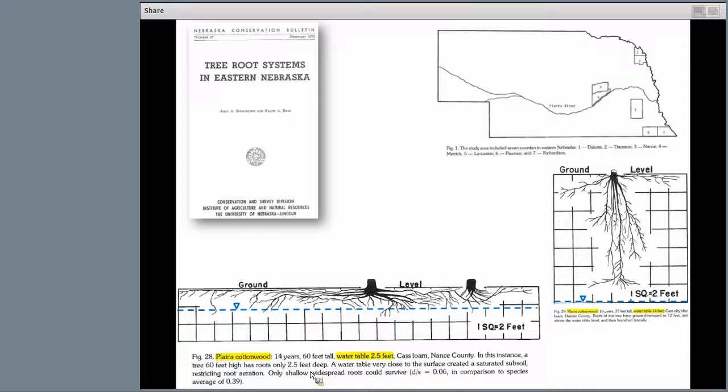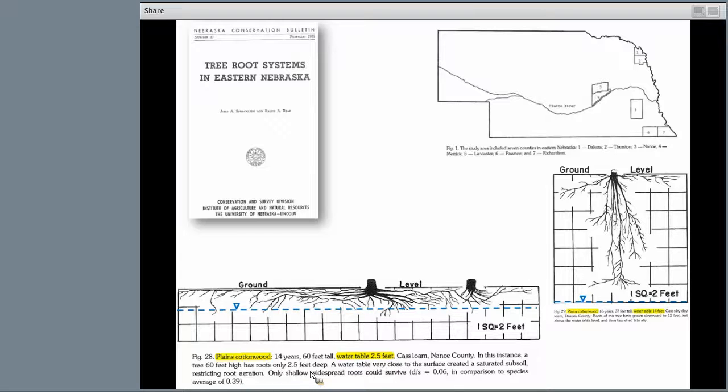And so I looked at a subset of the data. This subset comes from this little book called The Tree Root Systems in Eastern Nebraska. About 60 trees were excavated in the Great Depression to provide jobs for the unemployed. And the boxes of data were just lost. Then nearly 50 years later, they were discovered and published. And they are full of pages and pages of beautiful drawings.